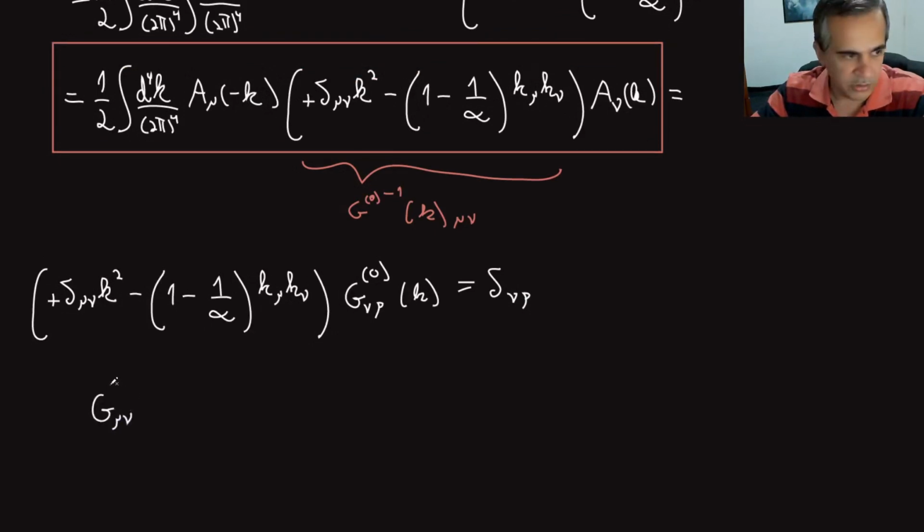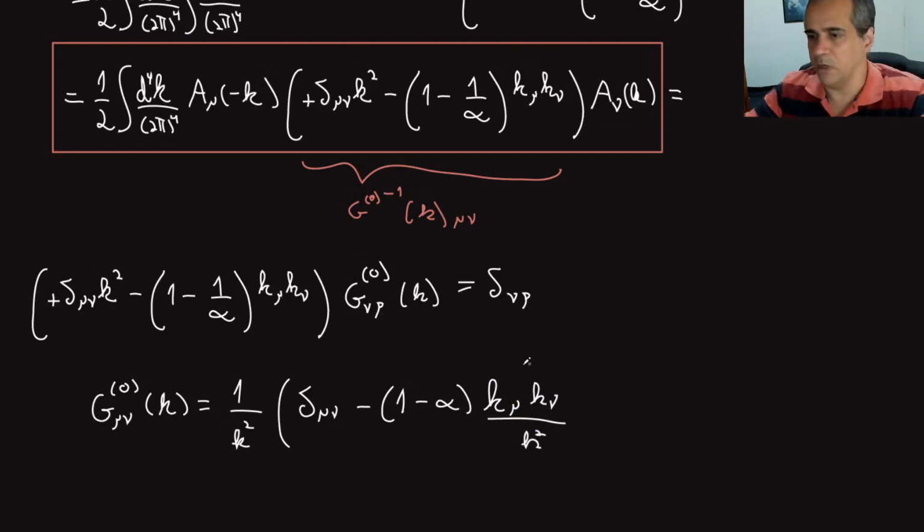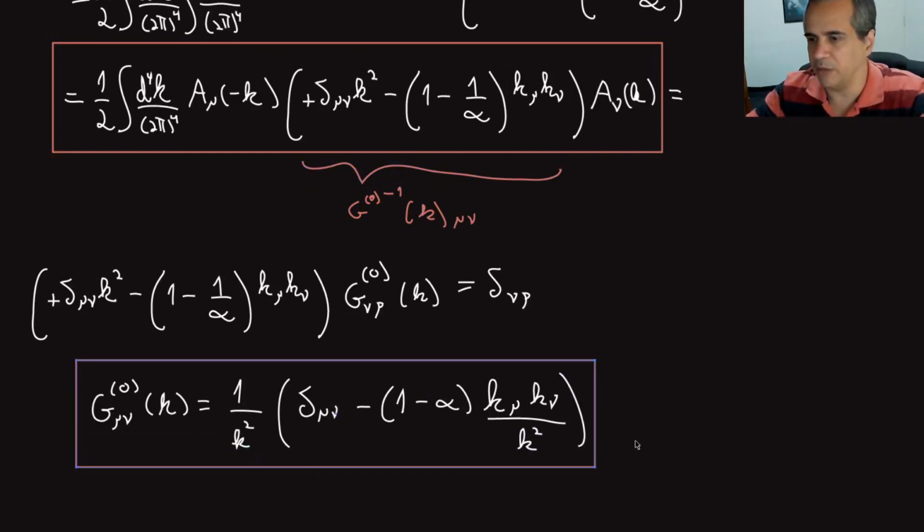This is G_μν(0,K), just 1 over K squared, δ_μν minus (1 minus α) K_μ K_ν over K squared. And let me put a box around it because this is the photon propagator in Euclidean momentum space, right?